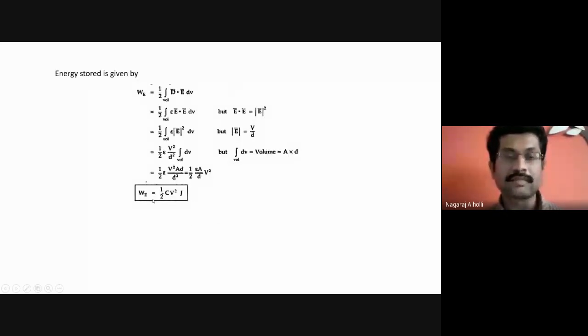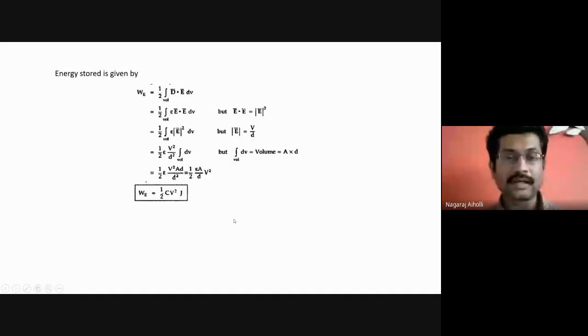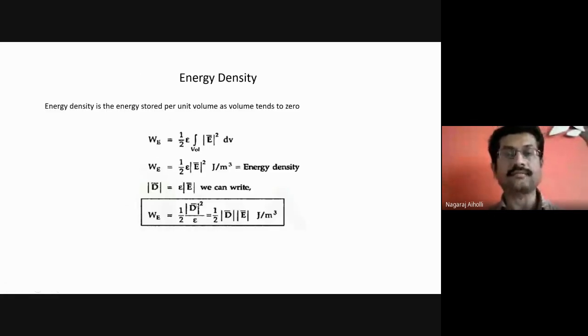Yes, remember this equation and its derivation, which may be asked in the examination. The question may appear like this on this topic: have the equation for the energy stored in the capacitor. You'll have to draw the figure and derive the equation and get it as W is equal to half CV square joules. Next, energy density.